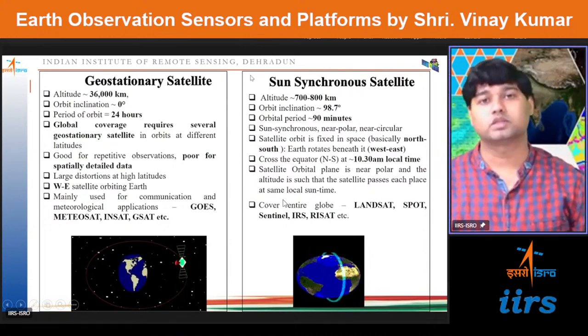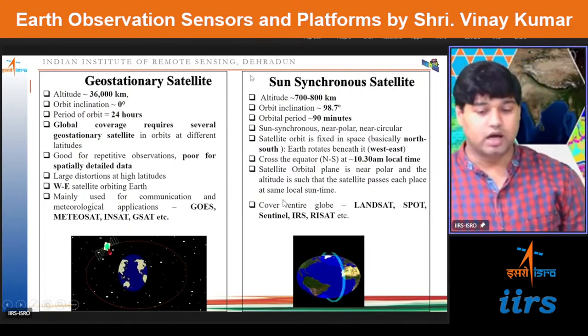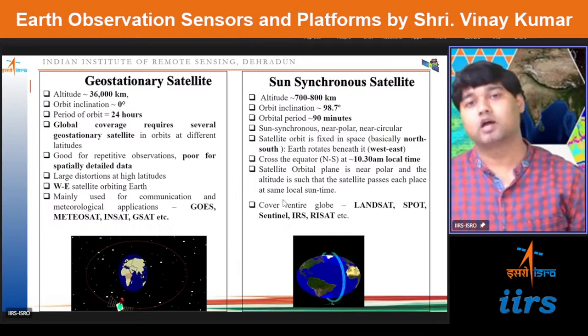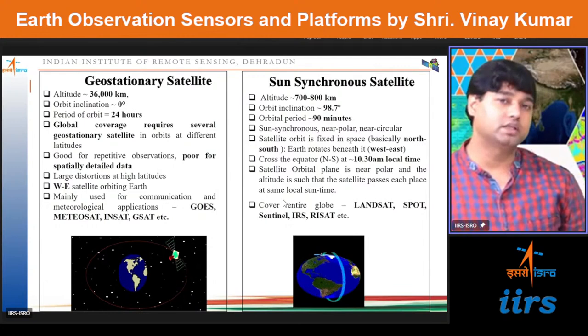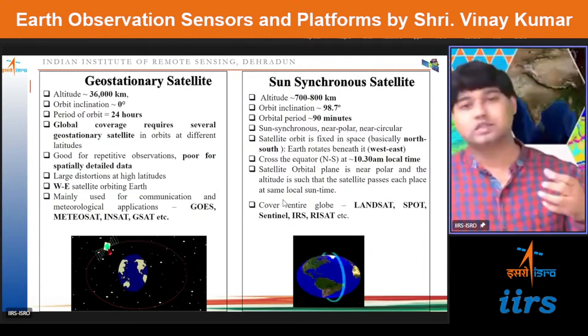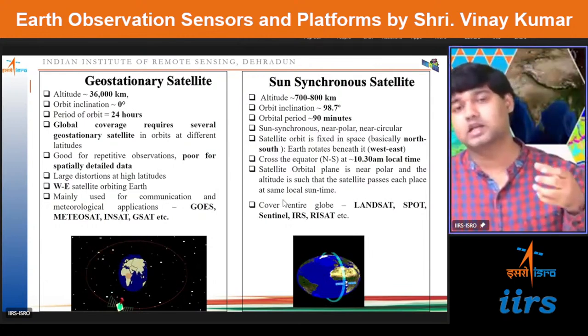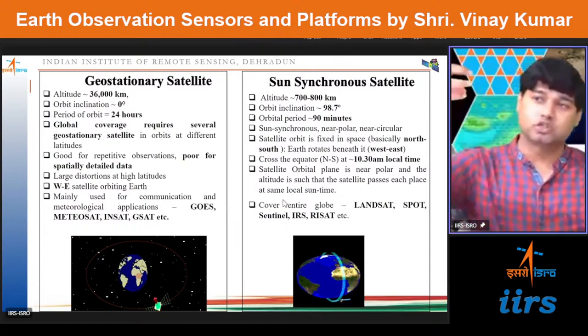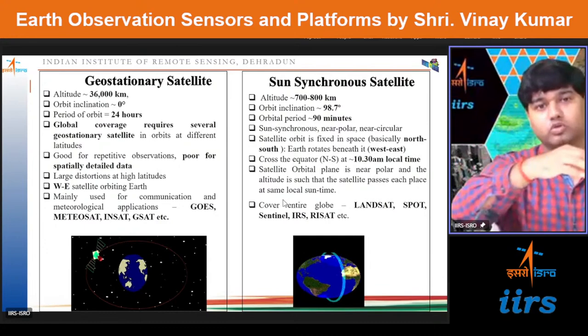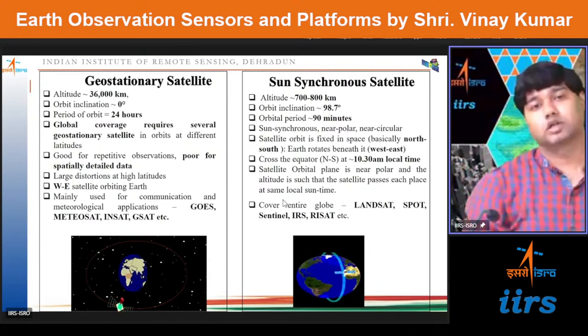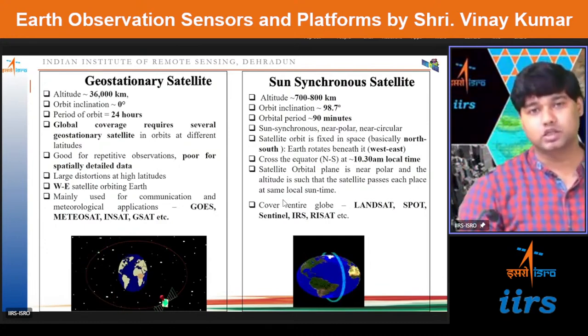Now coming to the sun synchronous satellite. The other names for sun synchronous satellites are near polar and near circular. And why is it called sun synchronous? Because as I told, your satellite requires sun energy. So the sun is fixed at that position while the satellite is moving from north to south pole, it is capturing the rays. So that's why it is called sun synchronous.